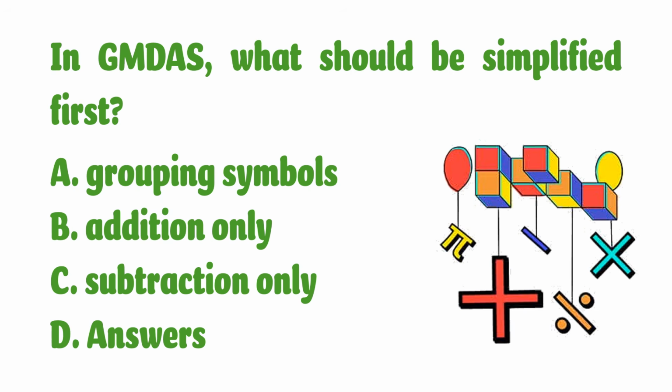Okay, next number. In GMDAS, what should be simplified first? A. Grouping symbols. B. Addition. C. Subtraction. D. Answer.